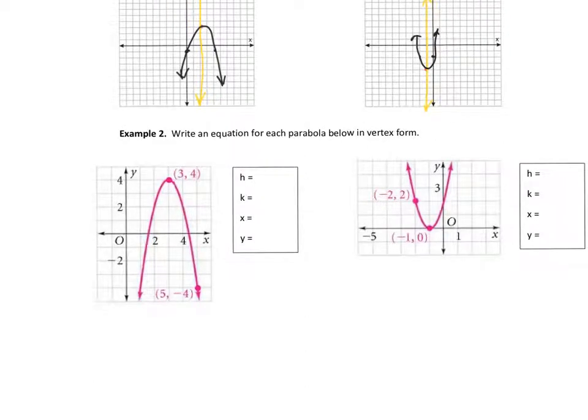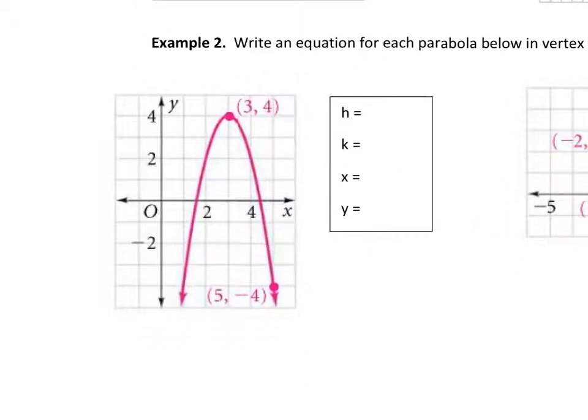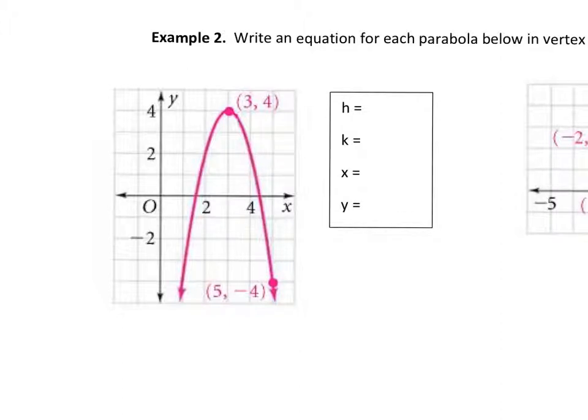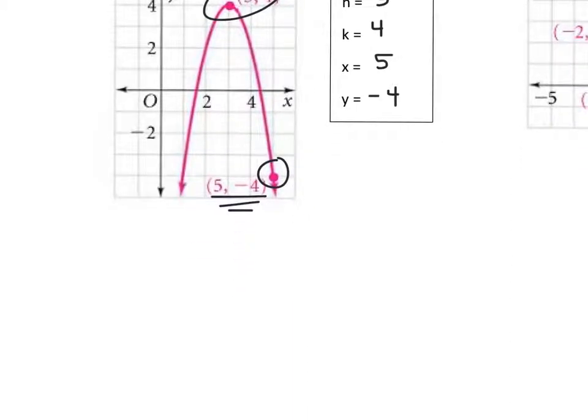Okay, example 2, write an equation for each parabola in vertex form. So we have to write it in vertex form. So I have my h and k, because this is the vertex. So h is 3, k is 4. And we're also given another point that's on the parabola. So x is 5, y is -4. So vertex form is y equals a times (x minus h) squared plus k. And we have to fill in numbers for a, h, and k. So I already have my h and k up here. So now I'm going to substitute x and y in to get a.